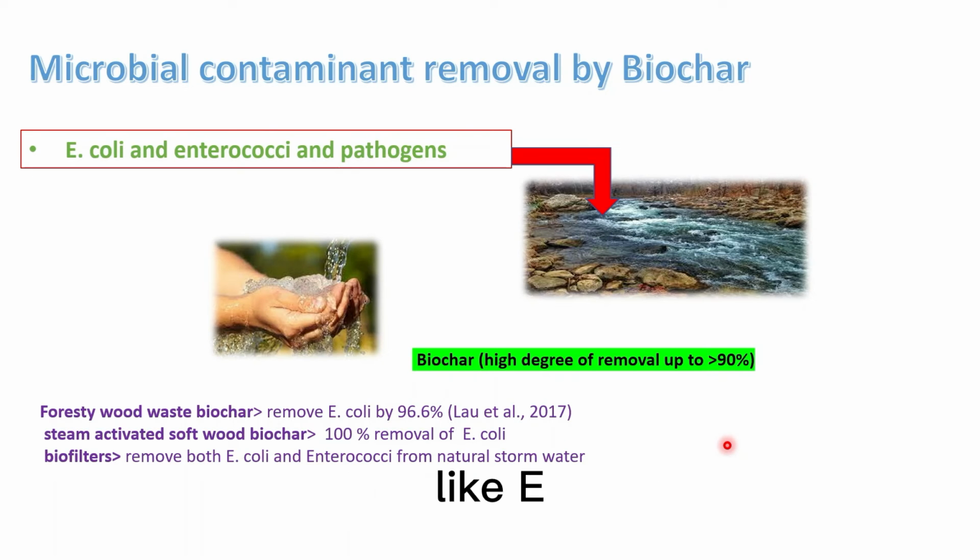Microorganisms like E. coli or Enterococcus and other pathogens are also present in high concentration in surface water. Many of the studied biochars showed greater than 90% removal of these microbial contaminants from surface water. For example, forestry wood waste biochar removed E. coli by 96.6%. In another study, steam activated softwood biochar showed almost 100% removal of E. coli from water. And in most of the studies, biofilters produced from the biochar removed both E. coli and Enterococcus from natural stormwater.